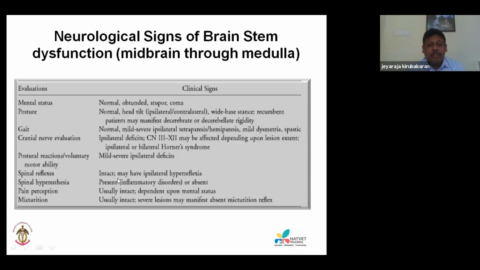Spinal reflexes can be intact, or there can be ipsilateral hyperreflexia because the UMN is involved. Spinal hyperesthesia may be present or absent. Pain perception is usually intact. If the animal is comatose, you can't have pain perception there, depending on the mental status. Micturition is usually intact. A severe lesion may manifest as abnormal micturition. You will have a UMN bladder in case of severe forebrain or brainstem disorders.